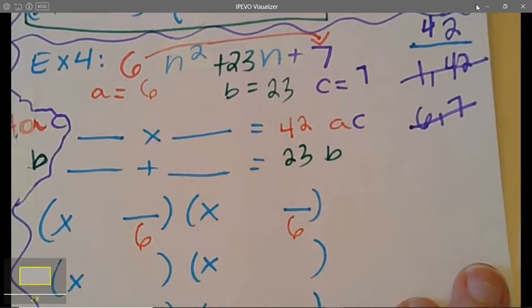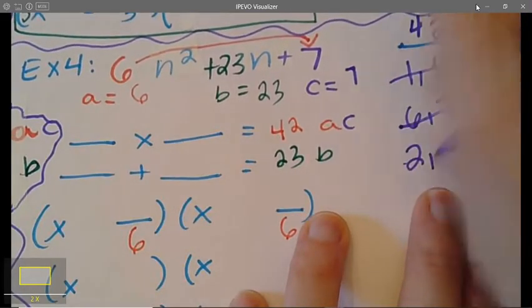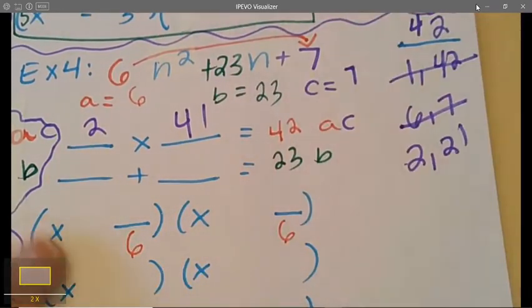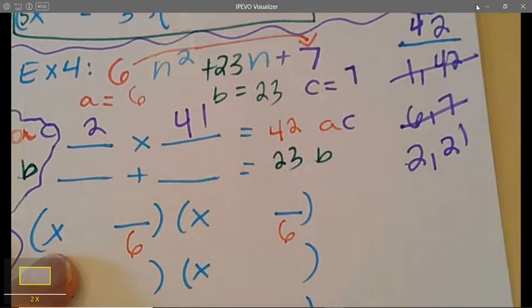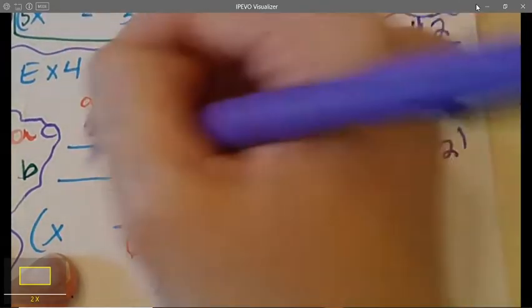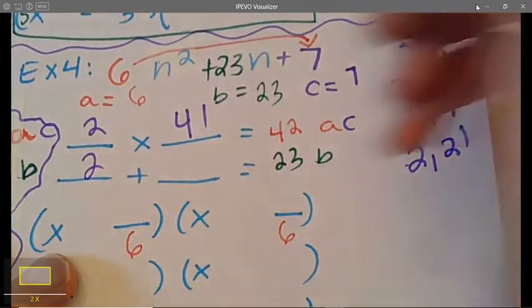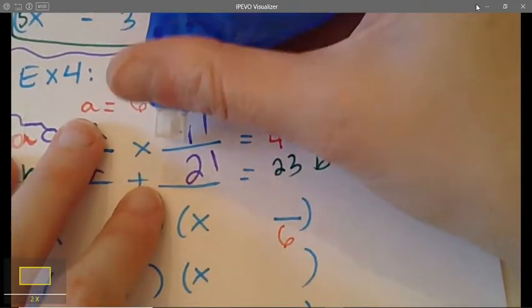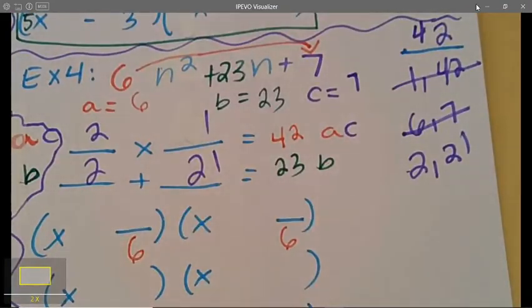Oh man, I see it too, you guys. It would be 2 and 21. 2 times 21 equals 42. Yes. And 2 plus 21 equals 23. Oh man, this should be a 21. Sorry guys. 21, not 41. 21. Sorry, I know.